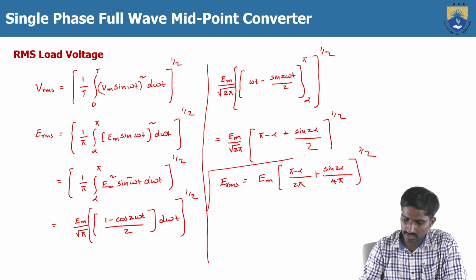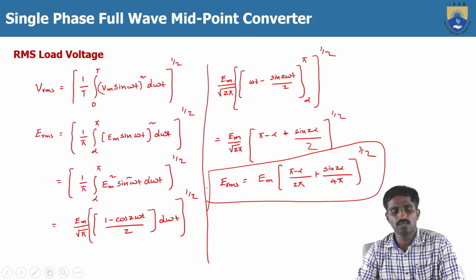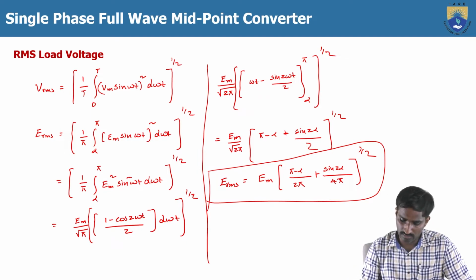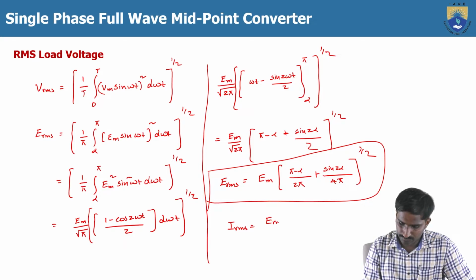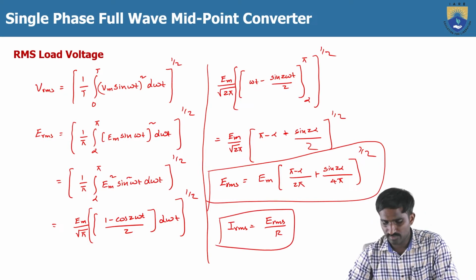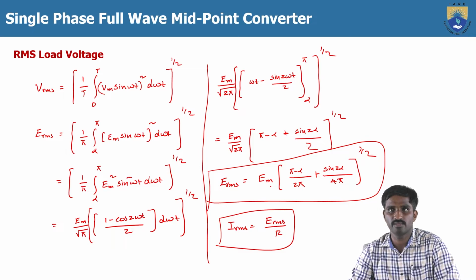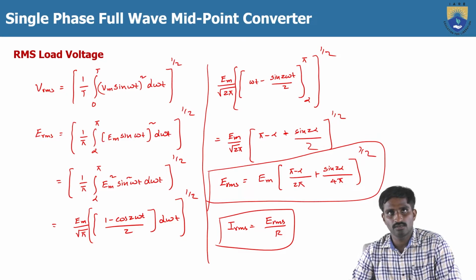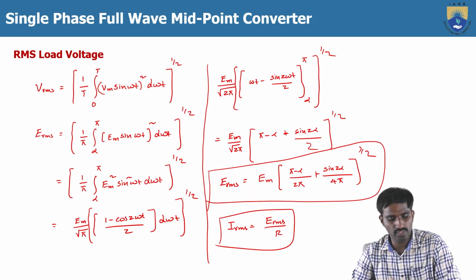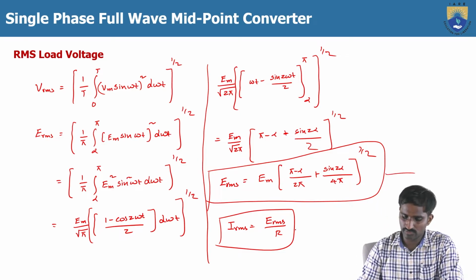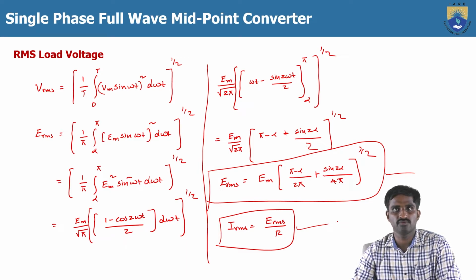So this is the RMS value of the load voltage. Then the RMS value of the load current is just similar to the average current. So IRMS is equal to ERMS by R. You can substitute this ERMS from the above equation, then you will get the value. This is how we find the average load voltage and load current, as well as the RMS load voltage and load current equations. These are very important to solve numerical problems, so we have to remember these equations, right?